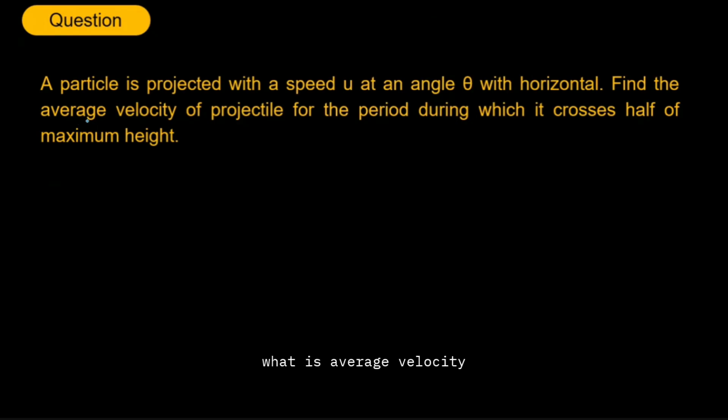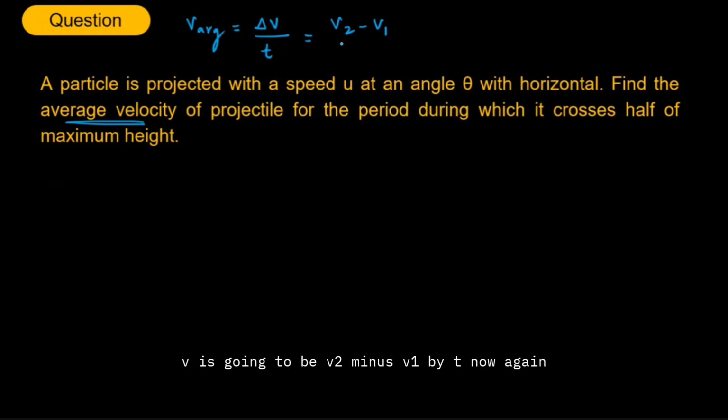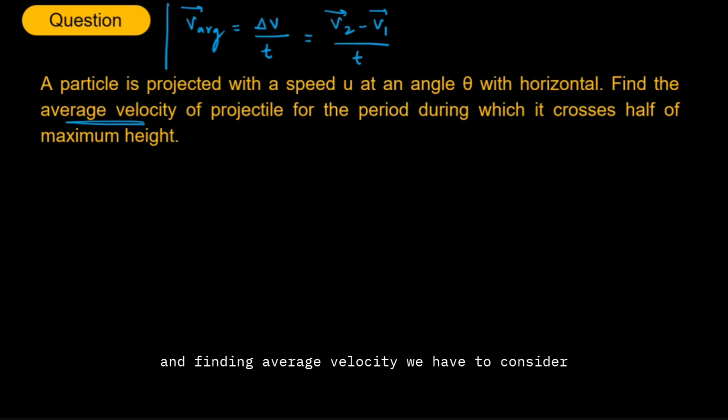First of all, we need to understand what average velocity is. Average velocity, we already studied, is delta v by t. It is going to be v2 minus v1 by t. Now again, this is a vector quantity. So when we are solving and finding average velocity, we have to consider all the basic principles that we learned for vectors. So we'll be applying that only. Let's see how it will look.